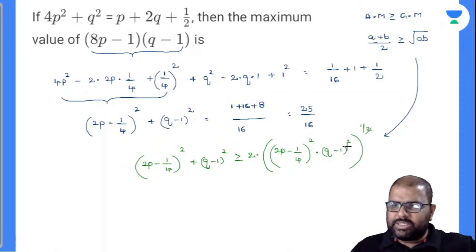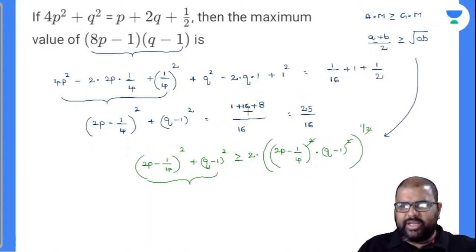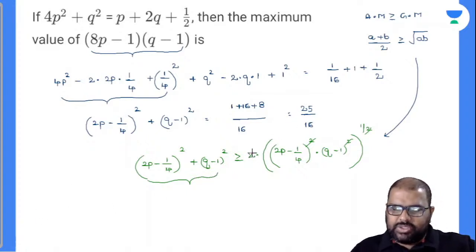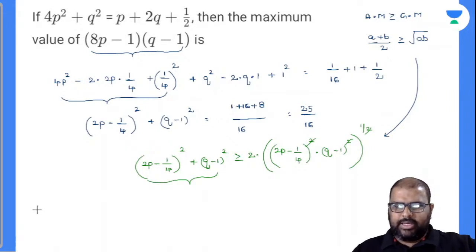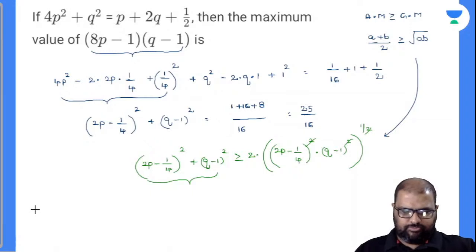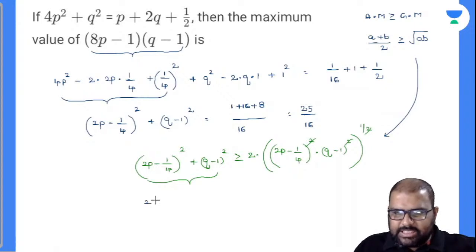So the square gets cancelled. Now everybody knows what this value is. Just now you calculated this, 25 by 16. Is it 25 by 16? Yes, perfectly done. Now see here, I'll write it down like this. I'll write the value 25 by 16 here.